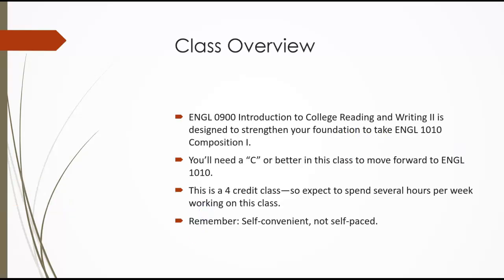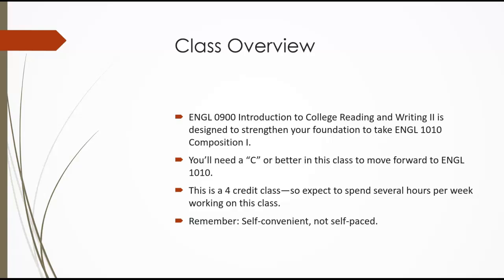English 900 is Introduction to Reading and Writing 2, and it's designed to help build your foundation for English Comp 1, which is the class that most of you will be taking for your degrees. You need a C or better in this class to move forward to English 1010. It's a 4-credit class, so expect to spend several hours a week working in the class. Remember, internet courses are self-convenient, not self-paced.